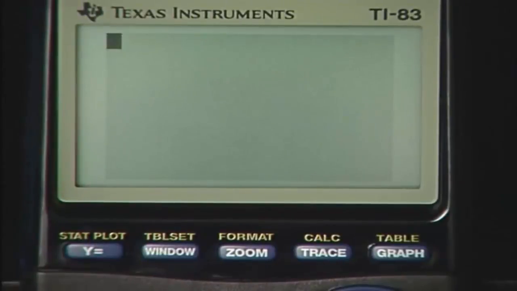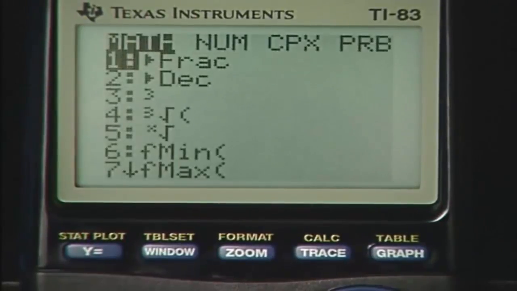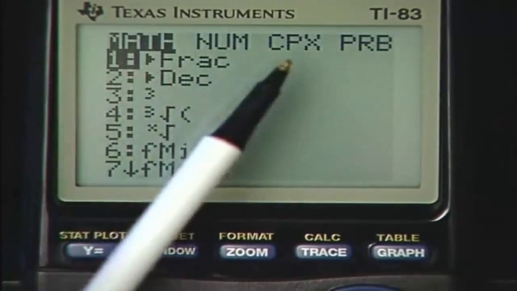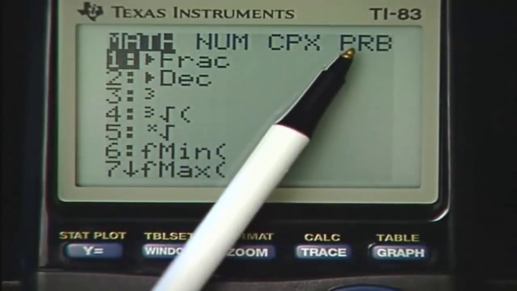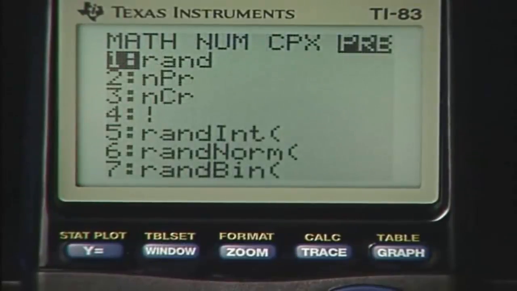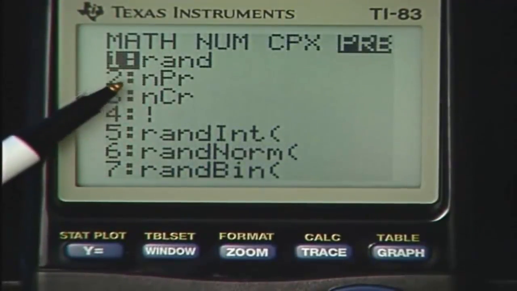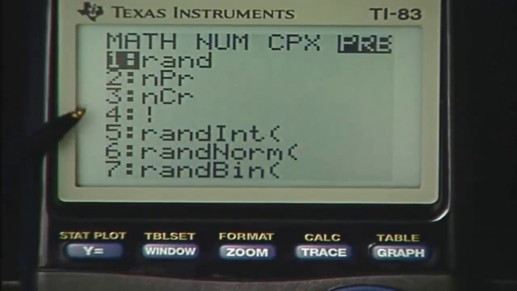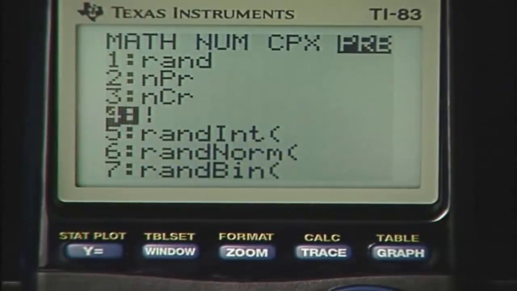Permutations and factorials can be calculated using the calculator. On the TI-83, we would press the button marked Math, and this is the menu that shows up. We would like to be in the probability area, so we'll cursor to the right and then cursor down. Now notice the items that we're looking for. Here's the permutation calculation, and here's factorial. Let's use factorial first.